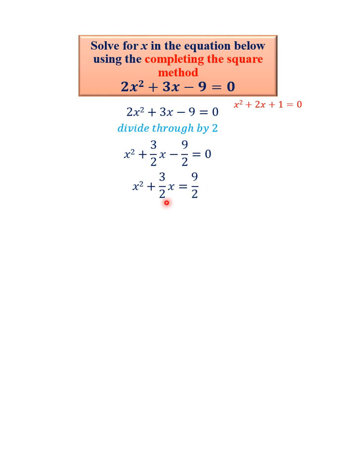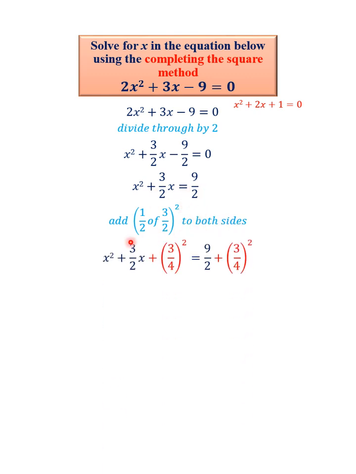At this point, you want to identify the coefficient of x, which is the middle term, and that is 3 over 2. Once you identify this 3 over 2, you take half of it, square the result, and add it to both sides of the equation. This is what I mean. You add half of 3 over 2, squared, and add it to both sides of the equation, the left and the right.